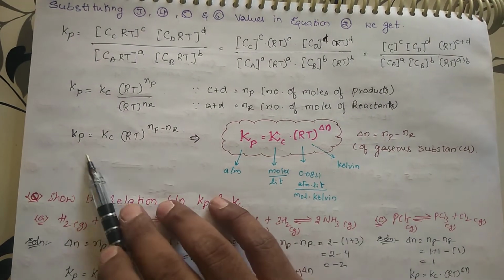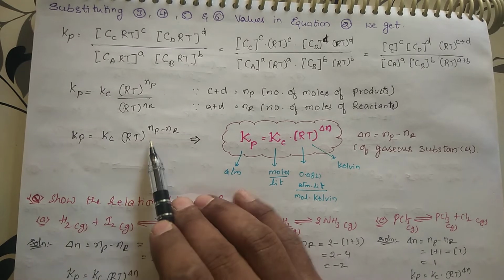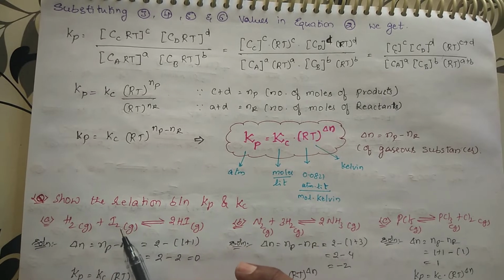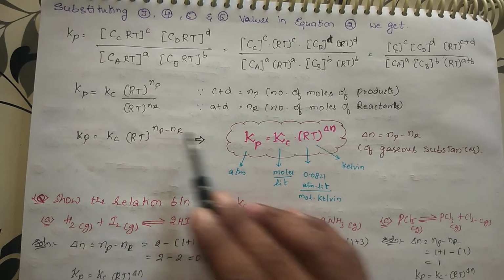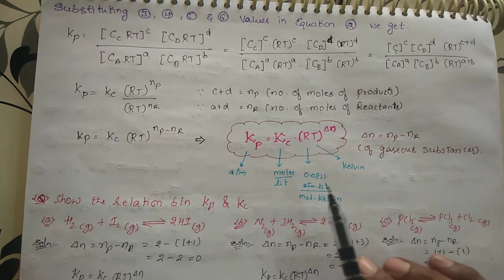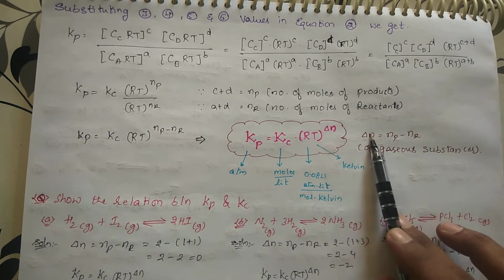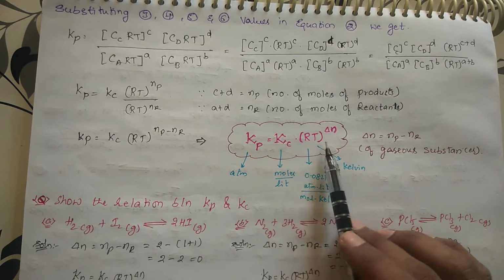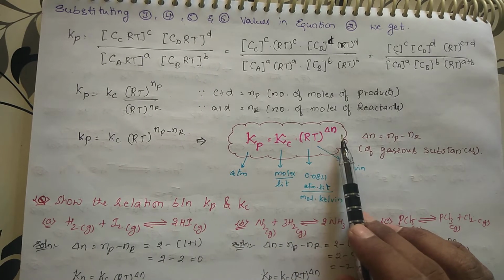Now Kp is equal to Kc, RT whole power, if I send it upside, number of moles of products minus number of moles of reactants. So instead of writing this, I am writing it as delta N. Delta N is nothing but number of moles of products minus number of moles of reactants. So what will become the equation? Kp will be equal to Kc RT whole power delta N.